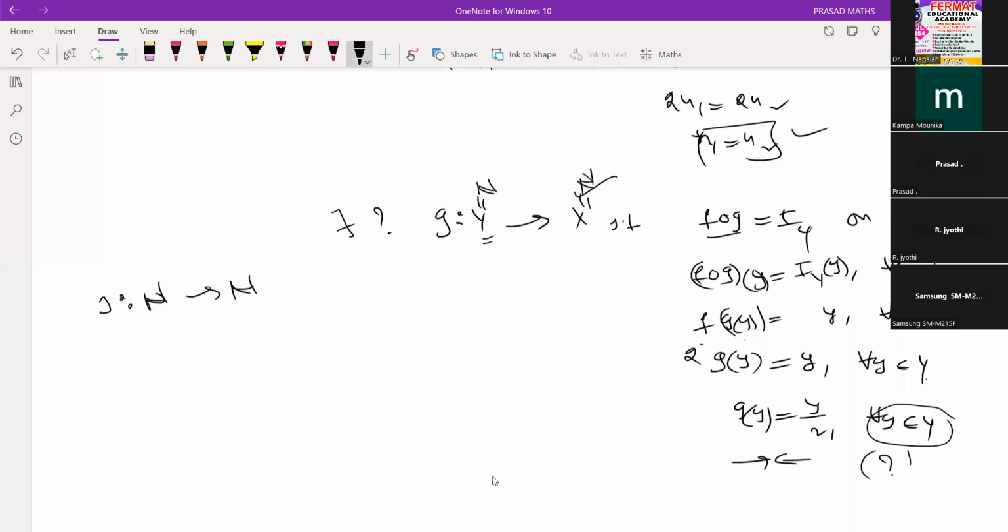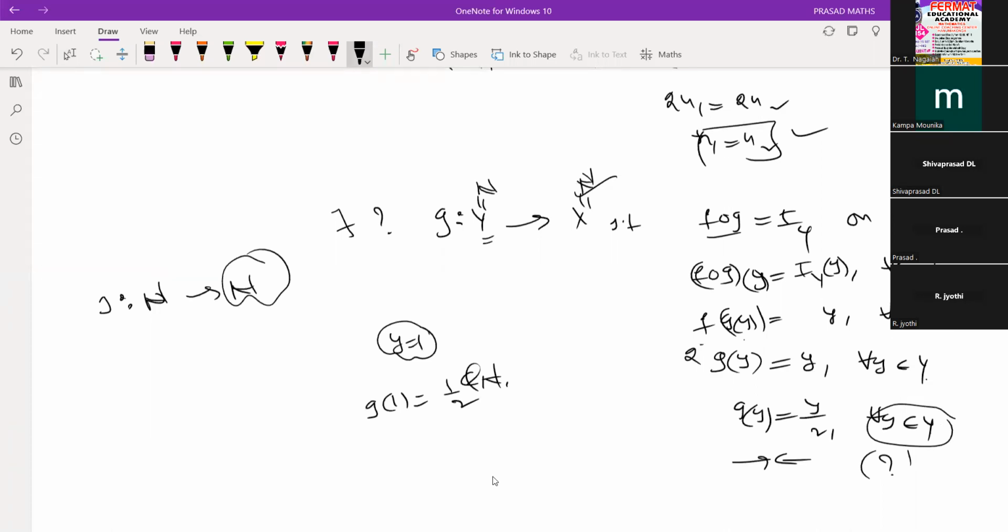No. Suppose you take y equal to 1, what happens? What is g of 1? g of 1 is 1 by 2. So there is no image now. It is not an element of the codomain. So for input 1, there is no output. So it's not a function. ఒకవేళ మీరు ఇట్లా తీసుకున్నా పాసిబుల్ కాదు.